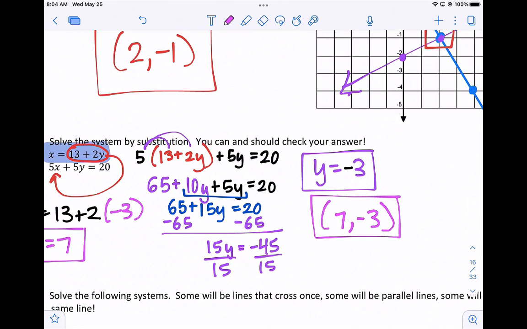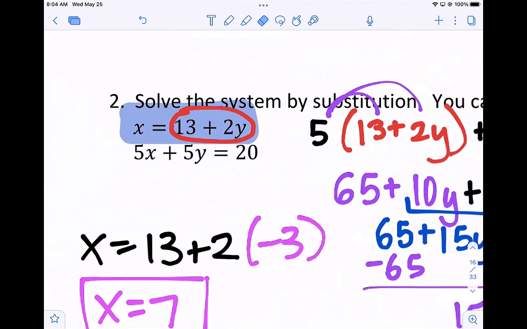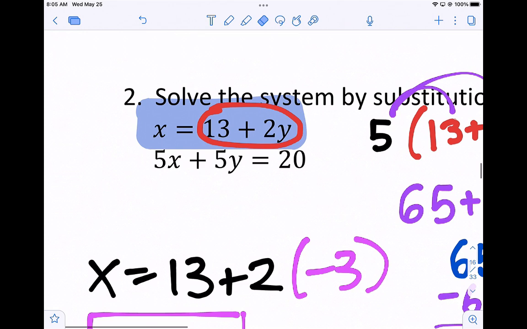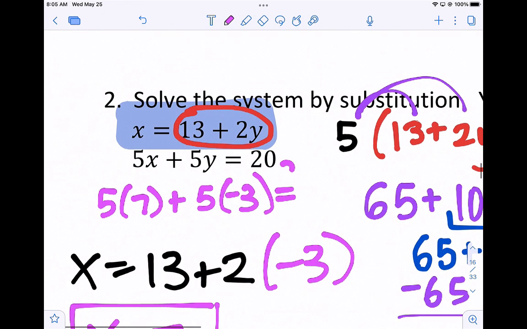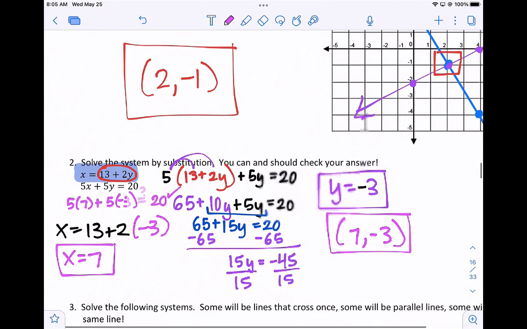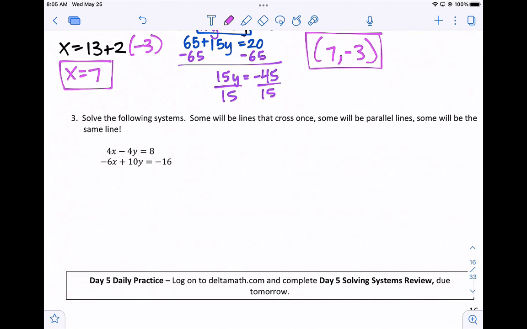To check our answer, let's plug into the second equation and see if both sides are equal. So we have 5 times 7 plus 5 times -3. Does that equal 20? We have 35 minus 15, and yes, that does equal 20. So you can and you should check your answer. So point of intersection 7, -3, and that's using substitution. All right, 3, solve the following systems.